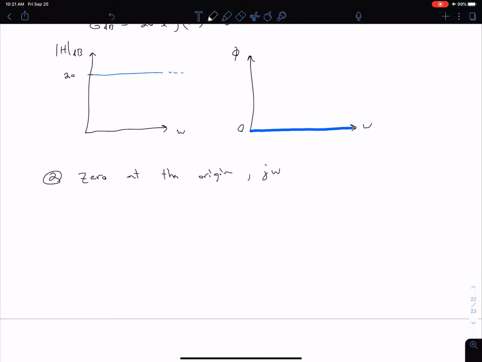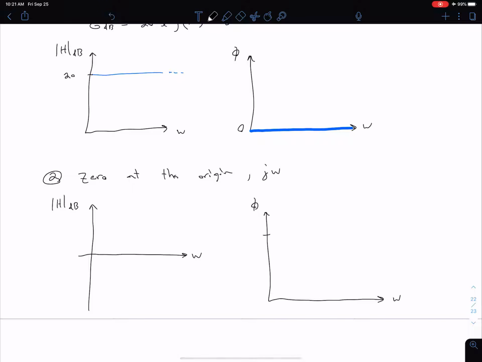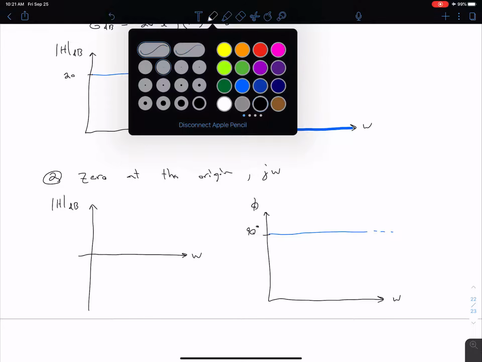And so let's draw our two components of our Bode plots. We're going to have our gain, so magnitude of h in dB as a function of omega, and we're going to have our phase plotted versus omega. And so for our 0 at the origin, remember the phase was just a constant 90 degrees. So we're just going to put constant 90 degrees, no frequency dependence for that.